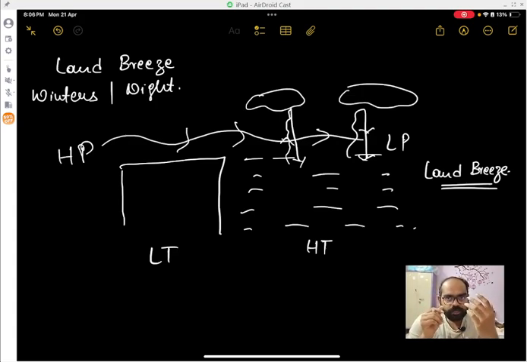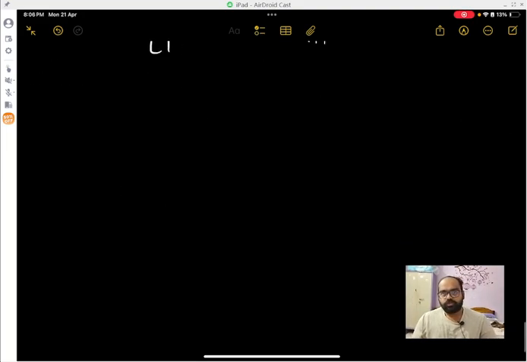Compared to vertical movement, this horizontal movement is much more important in weather activity for specific regions, because due to this variation of temperatures in land and sea, there would be sea breeze and land breeze, and many local winds are generated here. Because of these local winds, the regional weather activity is much more influenced. Okay, this is about vertical and horizontal movement, and now the inversion of temperature.